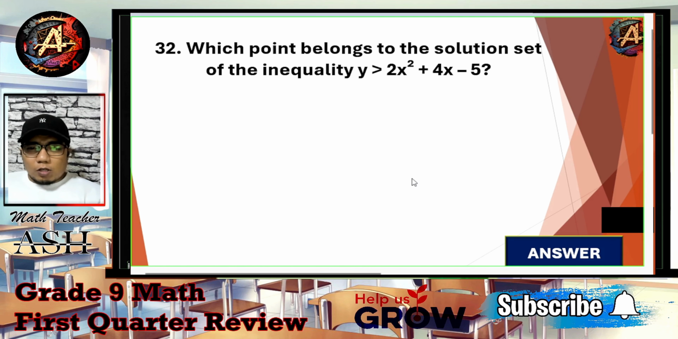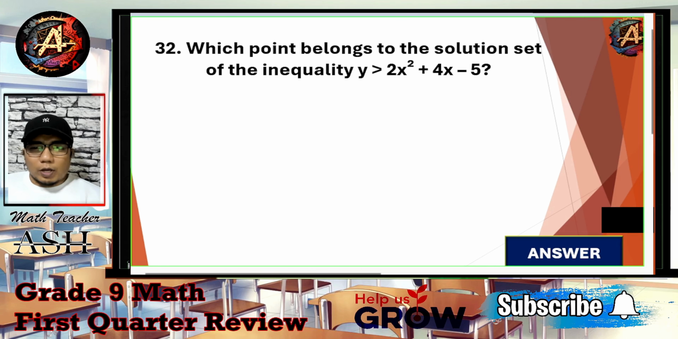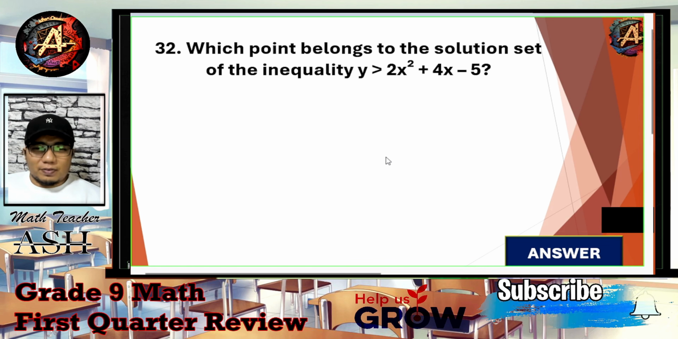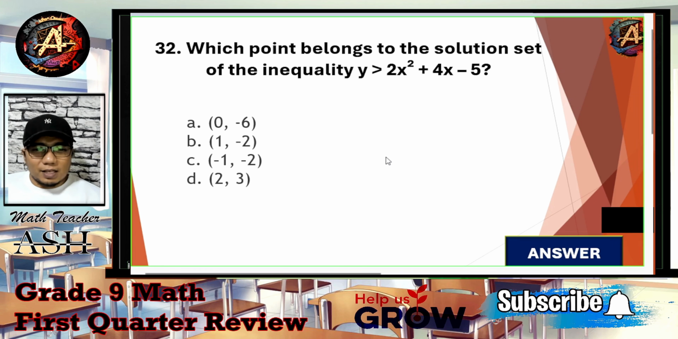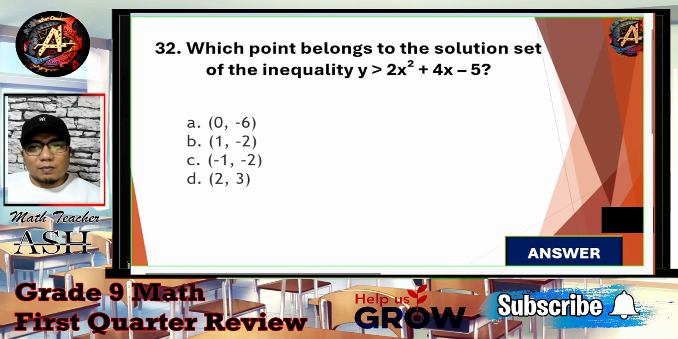Which point belongs to the solution set of the inequality y is greater than 2x squared plus 4x minus 5? Okay, is it A, 0, negative 6, B, 1, negative 2, C, negative 1, negative 2, or D, 2 and positive 3? I'll give you 5 seconds to think about your answer.